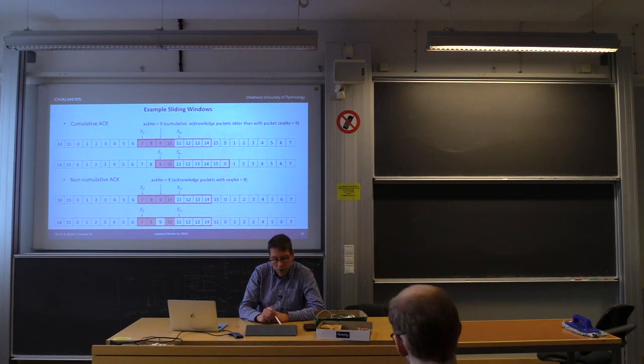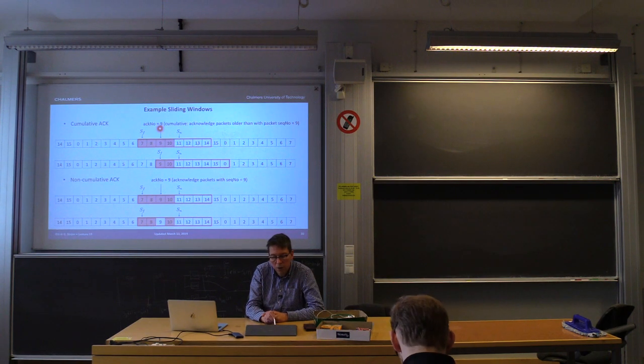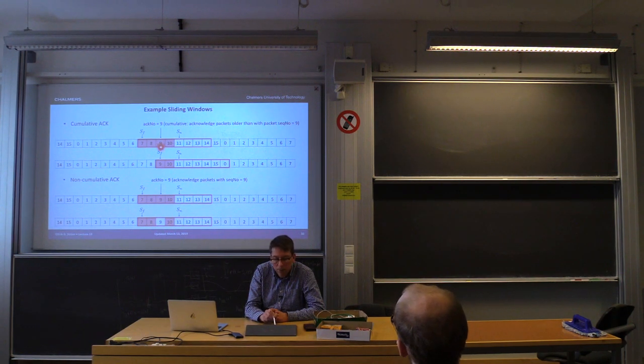For instance, if we have a send window that looks something like this, and we receive an acknowledgement with acknowledgement number 9, this means, if it's cumulative, that it acknowledges all packets which are older than the packet with sequence number 9. So the receiver says, okay, I received 8 and 7. I still have not gotten number 9, which means that the send window can be slid, but we need to keep number 9 because this has not yet been received.